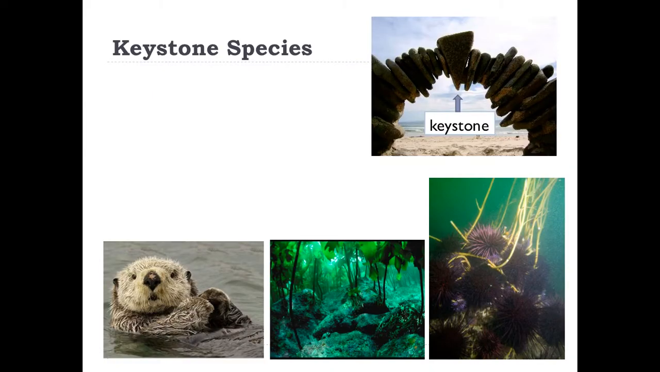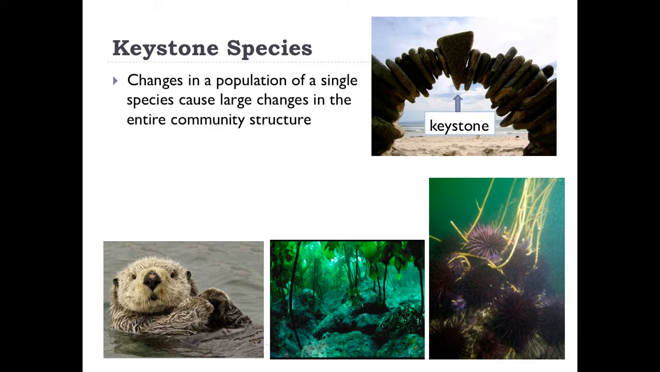One type of species is called a keystone species. A keystone species is a species that has a really large effect on the ecosystem, a larger effect than you would expect for the number of individuals there are. So when the population size of a keystone species changes, it actually causes huge changes in the entire community structure. An example of a keystone species is a sea otter.